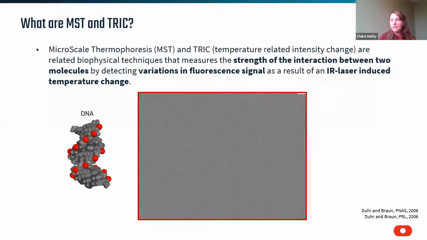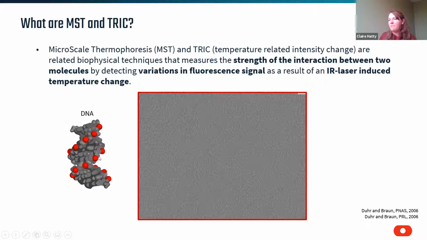Now, what are MST and TRIC? Well, microscale thermophoresis, or MST, and TRIC, which is temperature-related intensity change, are related biophysical techniques that measure the strength of an interaction between two molecules by detecting variations in a fluorescence signal as a result of an IR-induced laser temperature change. This is just a video of what that actually looks like in practical terms. We have one molecule that's labeled, generally called our target, and we induce a temperature change with an IR laser, and we monitor the change in fluorescence of this fluorescently labeled target.